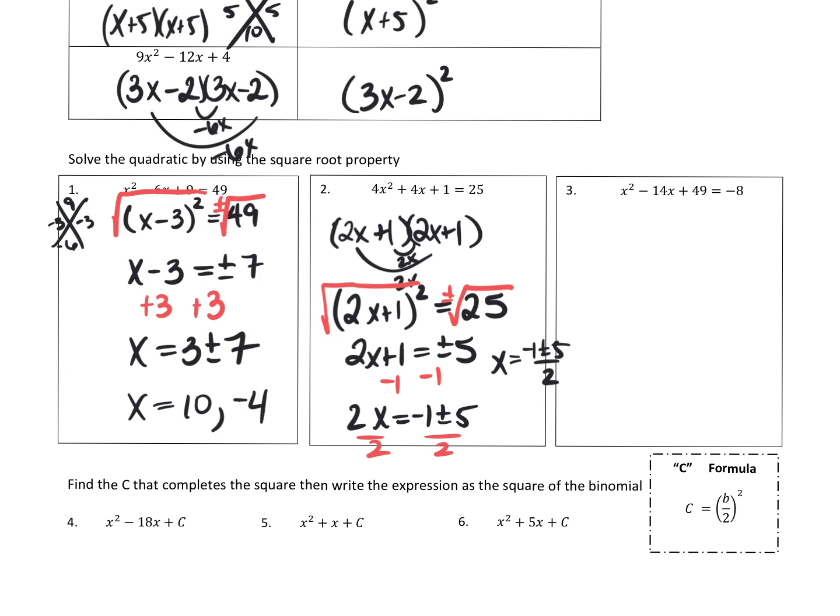So that's negative 1 plus 5, 4 over 2. Negative 1 minus 5, negative 6 over 2, which is 2 and negative 3.